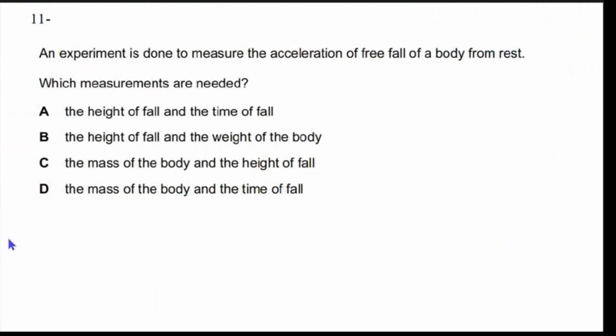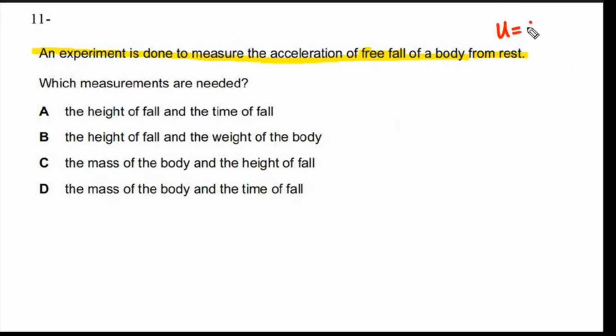So here is our first question. Let's try to understand what is given to us and what we need to find. This question is about an experiment to find the acceleration of free fall of a body from rest. So what exactly does it mean? Free fall simply means that we can ignore resistance, and from rest simply means that the initial velocity is equal to 0, or we can say that u is equal to 0.